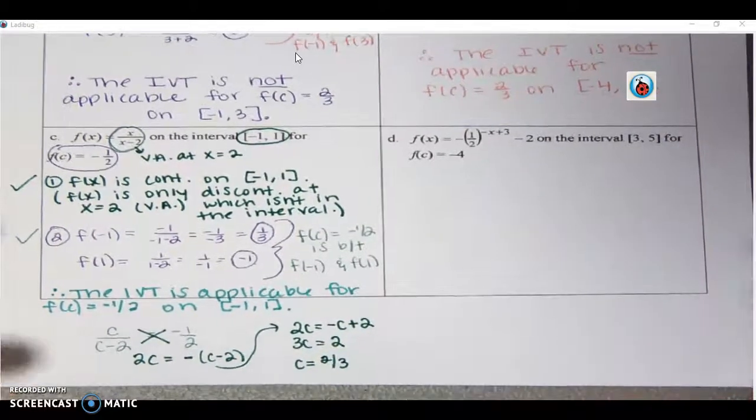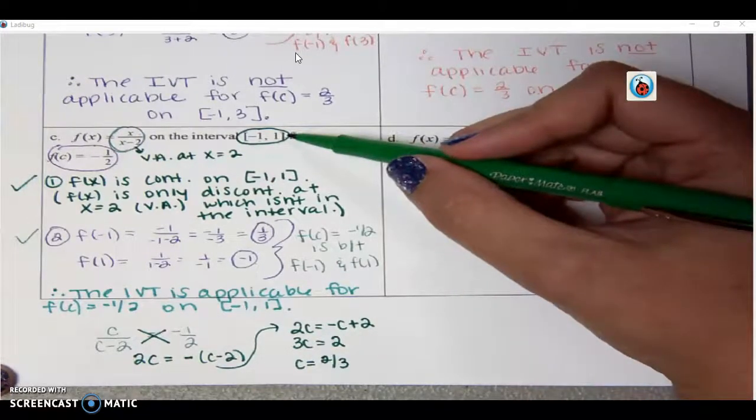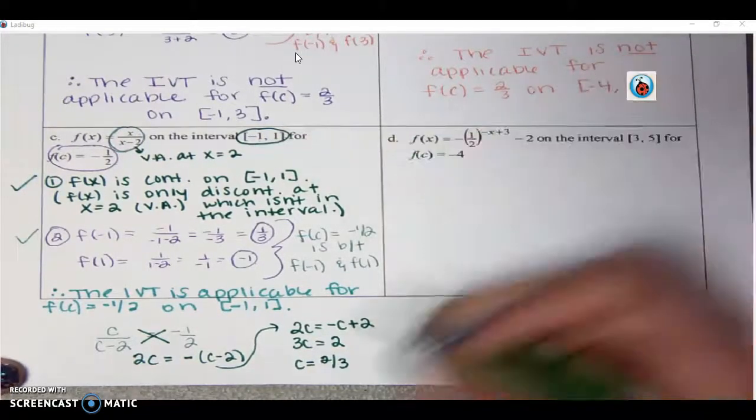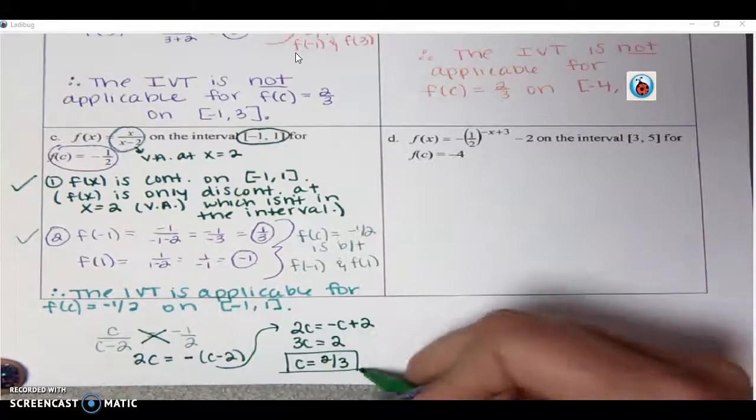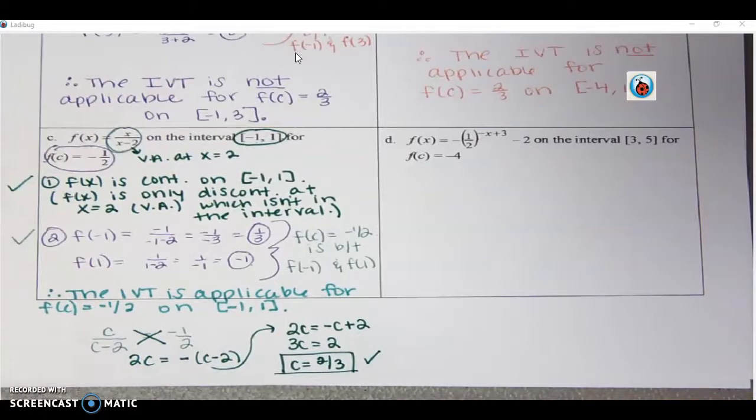The only thing you have to check for, make sure this c value is between your intervals. So is 2/3 between -1 and 1? It is. So that c value works. Some answers you'll get 2 answers, and only 1 answer will be between the intervals. So just check, especially when you have to use your calculator on the homework assignment problems.